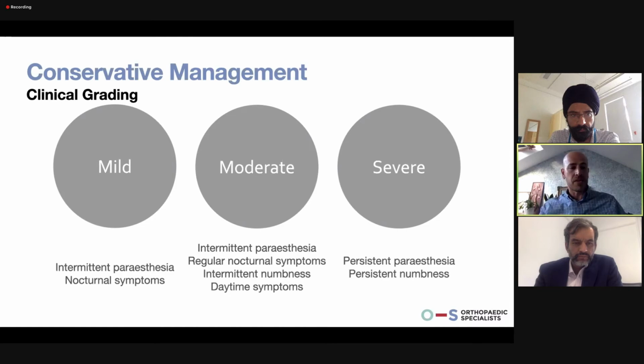So if patients present with mild symptoms, very intermittent numbness, tingling, or paresthesia, or occasional nocturnal symptoms, I consider them as mild. When the symptoms start to become more invasive, present through the day, becoming more regular, more persistent, it's becoming more moderate. When it becomes constant, it's then in my mind severe and addressed, as we'll see in a second.